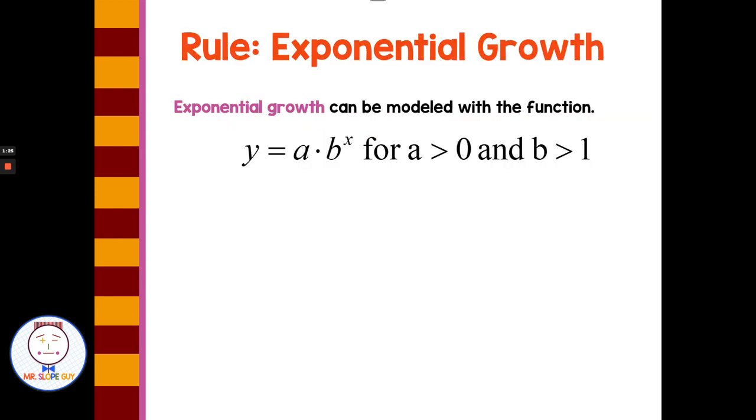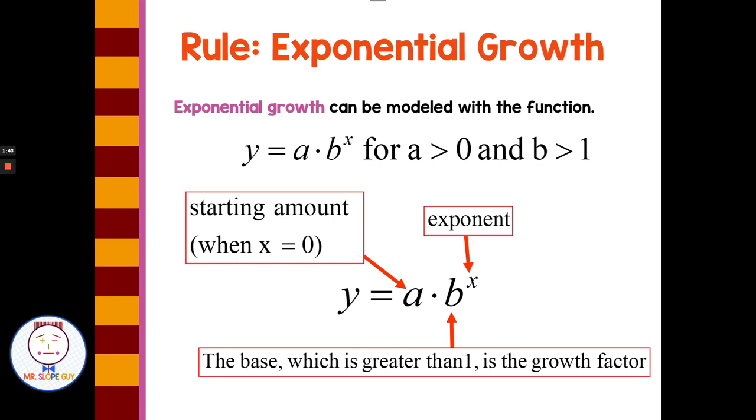So in exponential growth, we can model using the formula y equals a times b to the x. A has to be greater than 0. And b, because we have a growth rate here, the b value has to be greater than 1. So we have a base greater than 1. The a is our starting amount. Our b, the base, which is greater than 1, is the growth factor. And the x will be the number of cycles or number of frequencies that this growth rate has occurred.